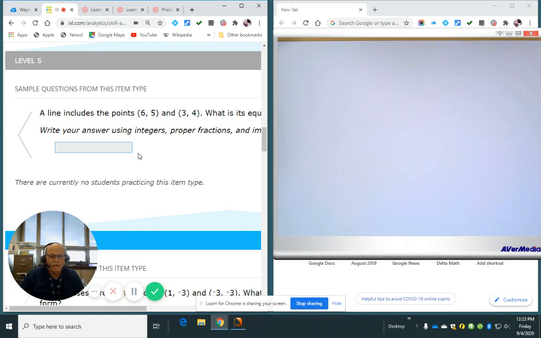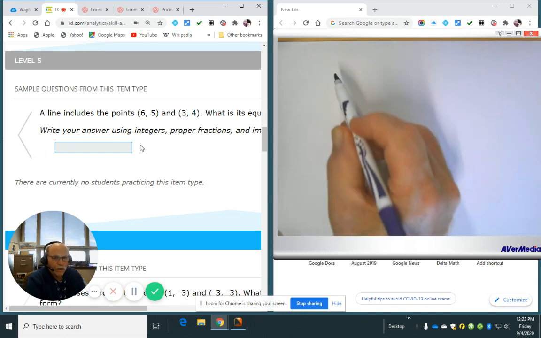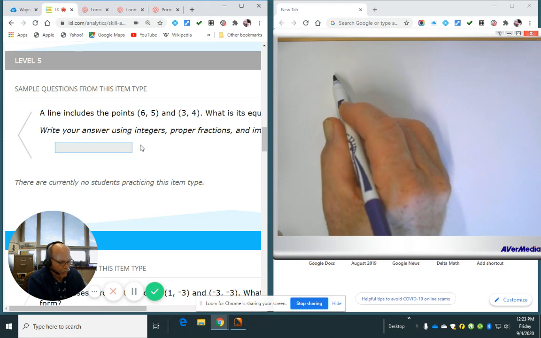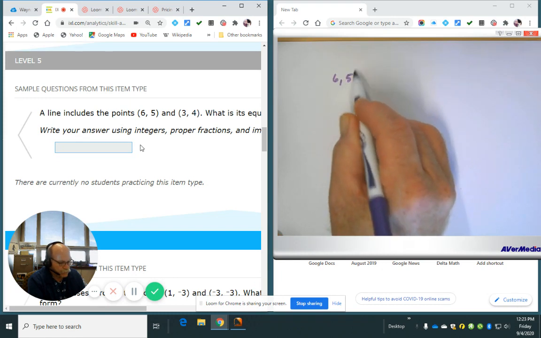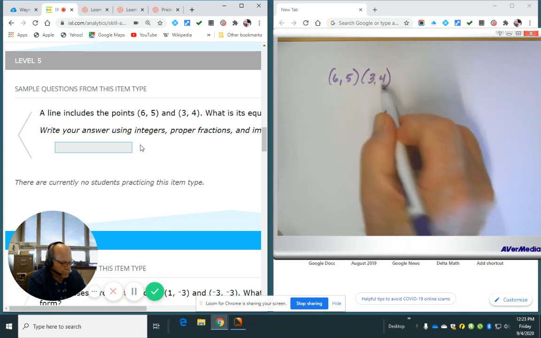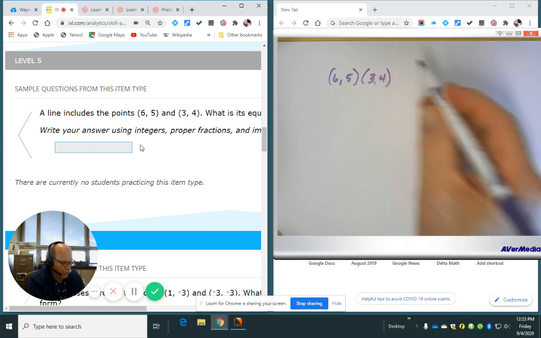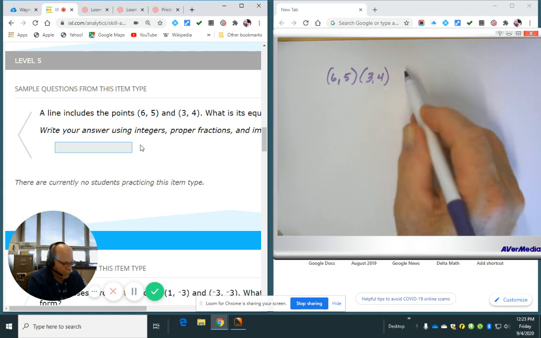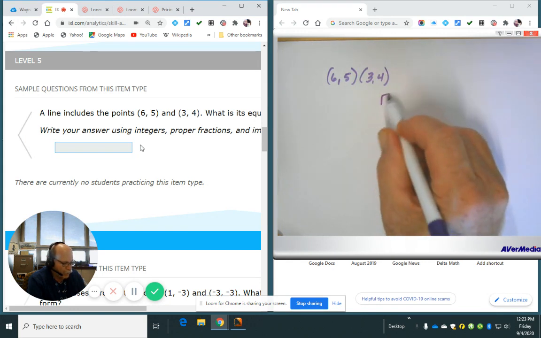Anyway, we're going to take a look at this. This one line includes points (6, 5) and (3, 4). What is the equation of the line in slope-intercept form? So I have (6, 5) and (3, 4), and the first thing I need to do is find the slope.